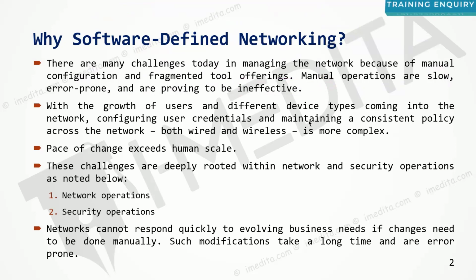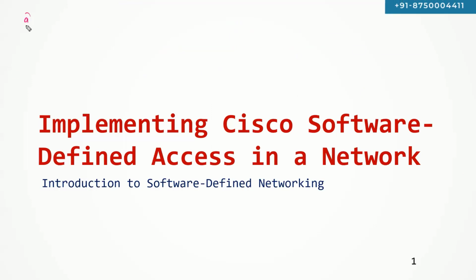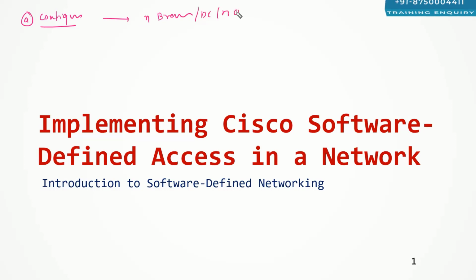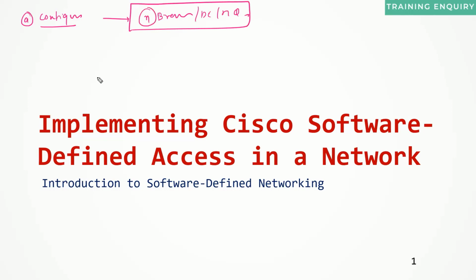So what are these challenges that we have in our modern day network? One of the challenges is based on configuration challenges. Let's say, for example, we have n number of branches, data center, headquarter. We have n number of locations where we have our infrastructure built. Now the point is that we need to configure the devices in these branches, data center, headquarter, and the other locations all by ourselves. We need to do the manual configurations.